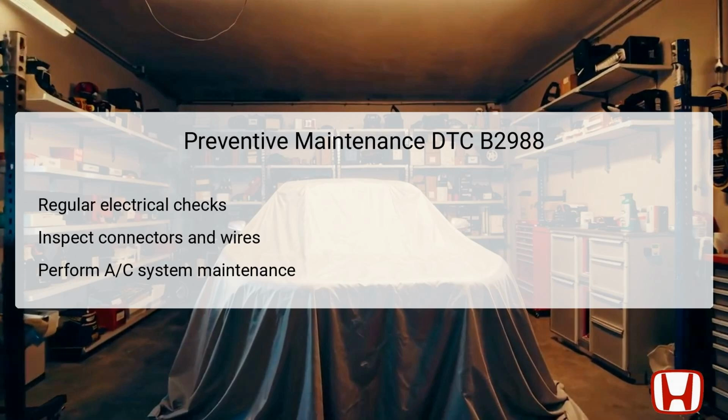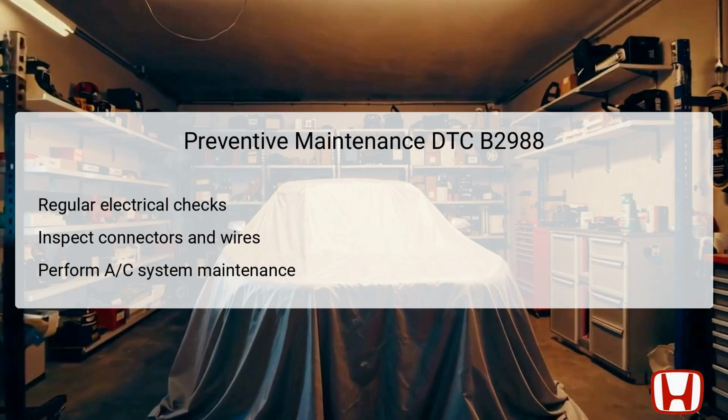To mitigate the chances of encountering DTC B2988 in the future, preventive maintenance is paramount. Regular electrical checks should be scheduled to monitor the condition of wiring harnesses and connectors associated with the AC system. Any signs of wear, corrosion, or loose connections should be promptly addressed to avoid further issues.